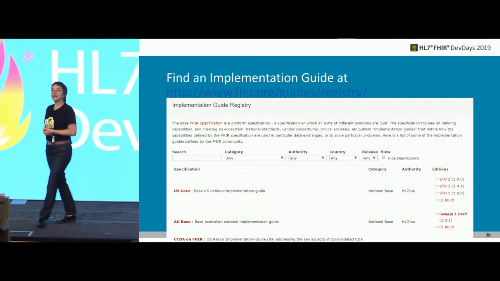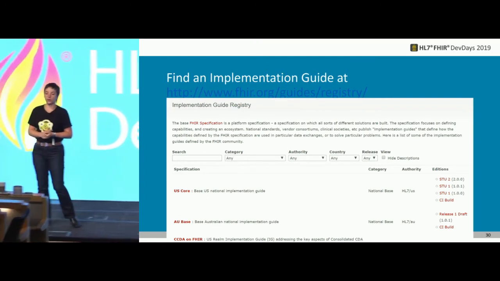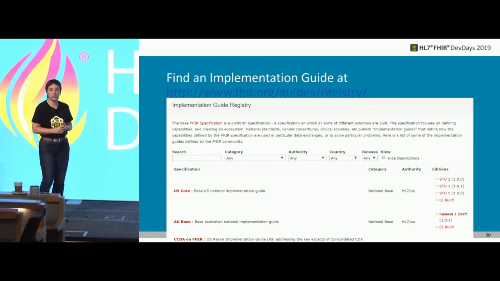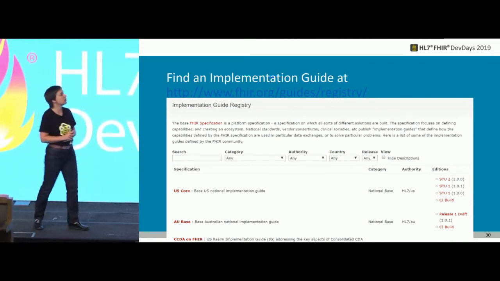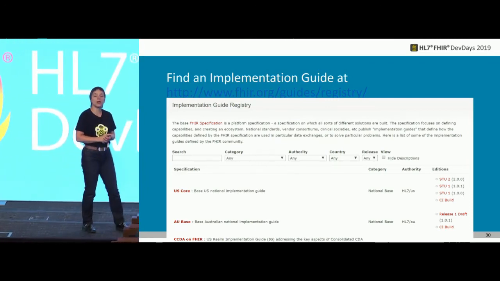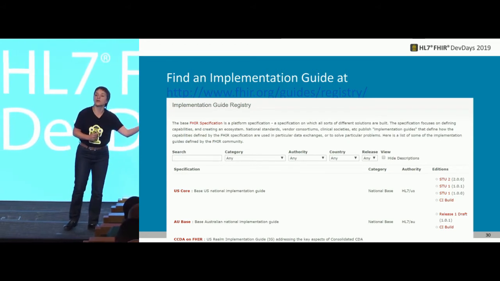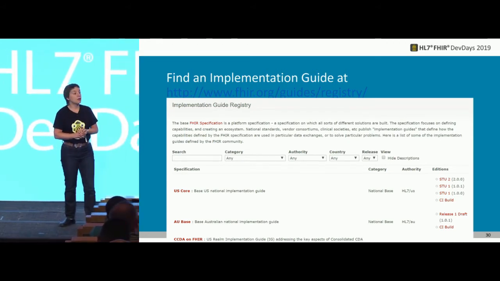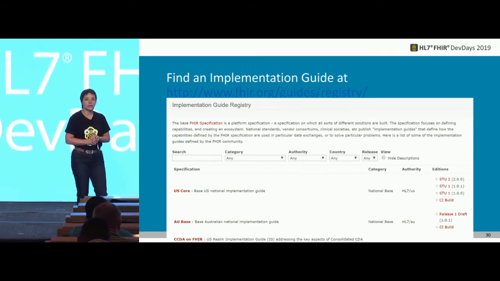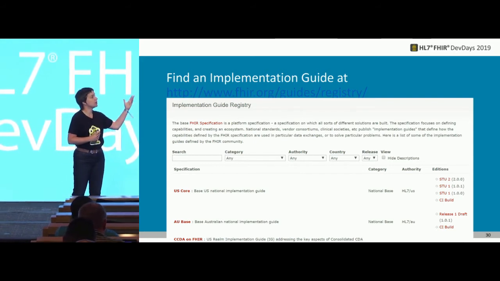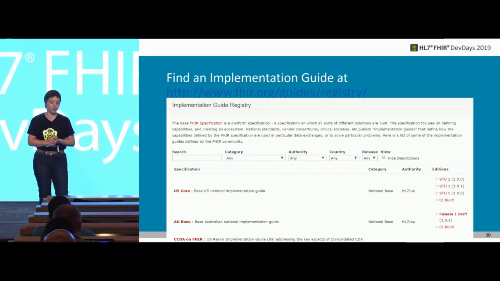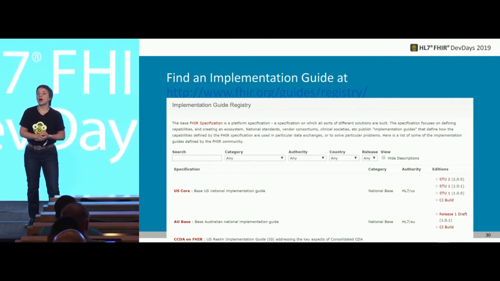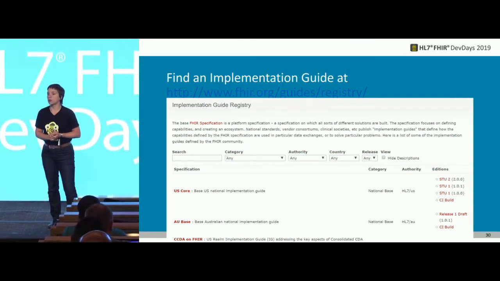And in order to find an implementation guide, you could go to the implementation guide registry that will have a list of already pre-existing implementation guides. They are coming from multiple organizations. Some are from HL7. Some are from local HL7 affiliates, like, for example, HL7 Germany, or you can see HL7 Australia has published one right there. Or they may be coming from other organizations, like, for example, IHE.